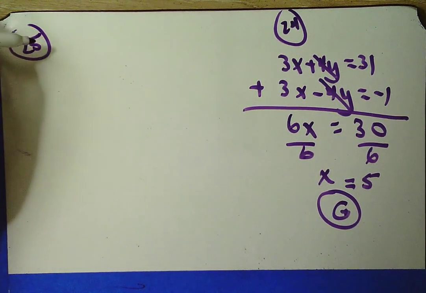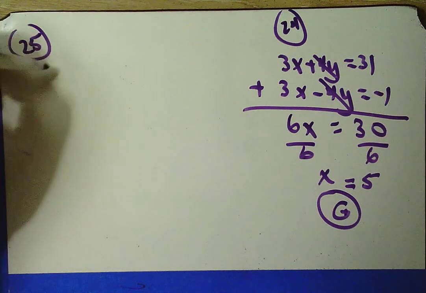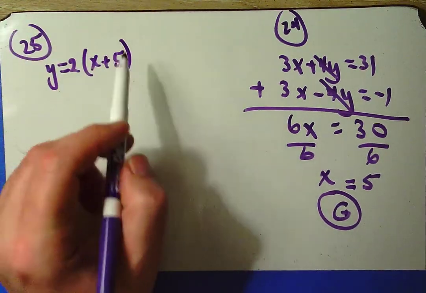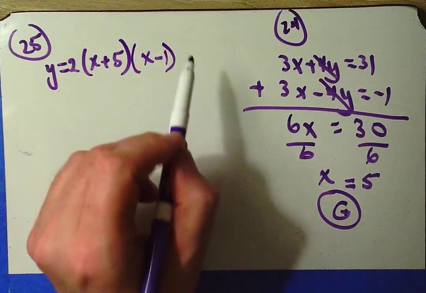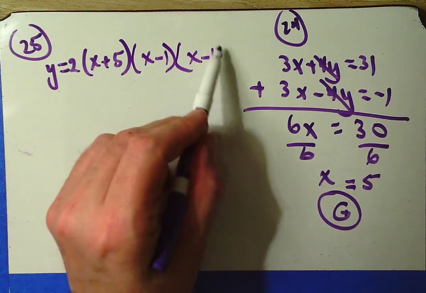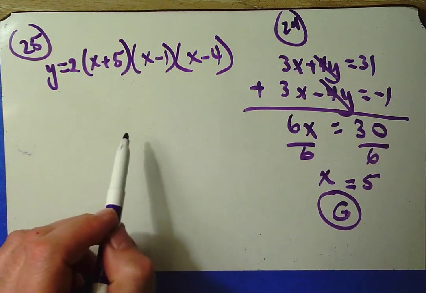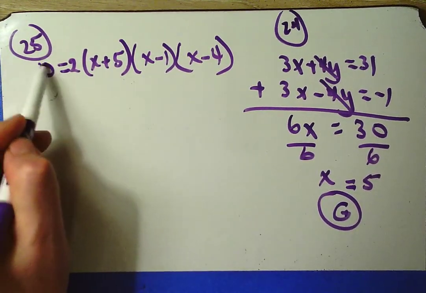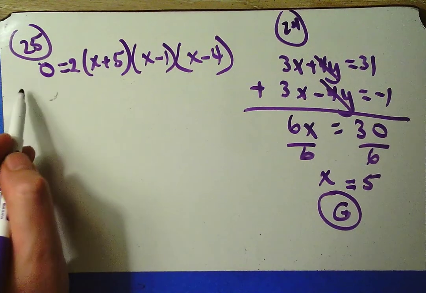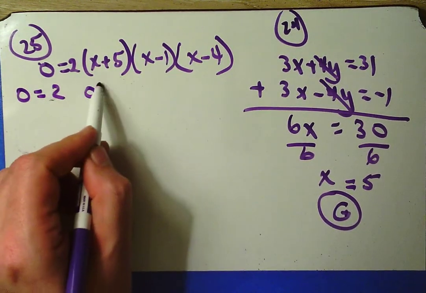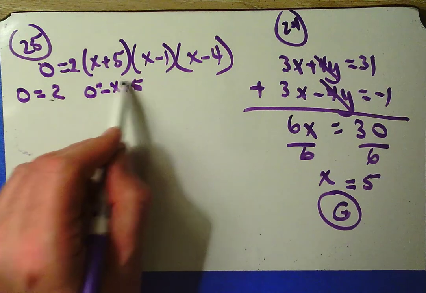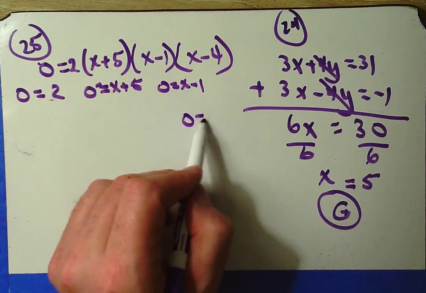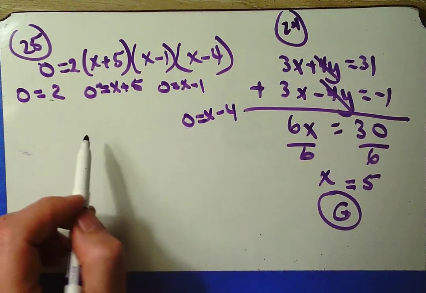25. What are the roots of the polynomial given by y equals 2(x plus 5)(x minus 1)(x minus 4)? Well, right now we have factored form, and roots are something that I get when I set this equation equal to 0 and then set the factors equal to 0. I'll set each factor equal to 0. And solve each of these equations.